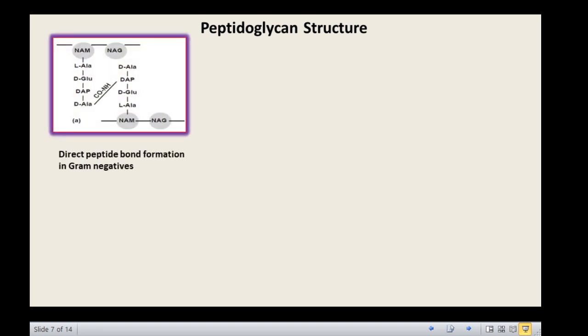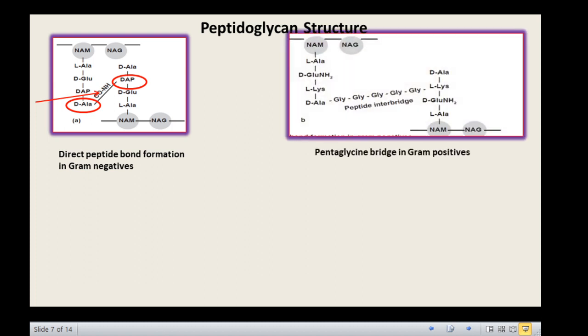In the case of gram-negative peptidoglycan, a peptide bond is formed between the terminal carboxyl group of D-alanine present at position 4 of one peptide moiety and the free amino group of the diamino acid present at position 3 of an adjacent peptide. In many gram-positive bacteria, the cross-linkage is not direct but brought about by an additional pentaglycine peptide inserted between D-alanine of one peptide and L-lysine of another peptide.